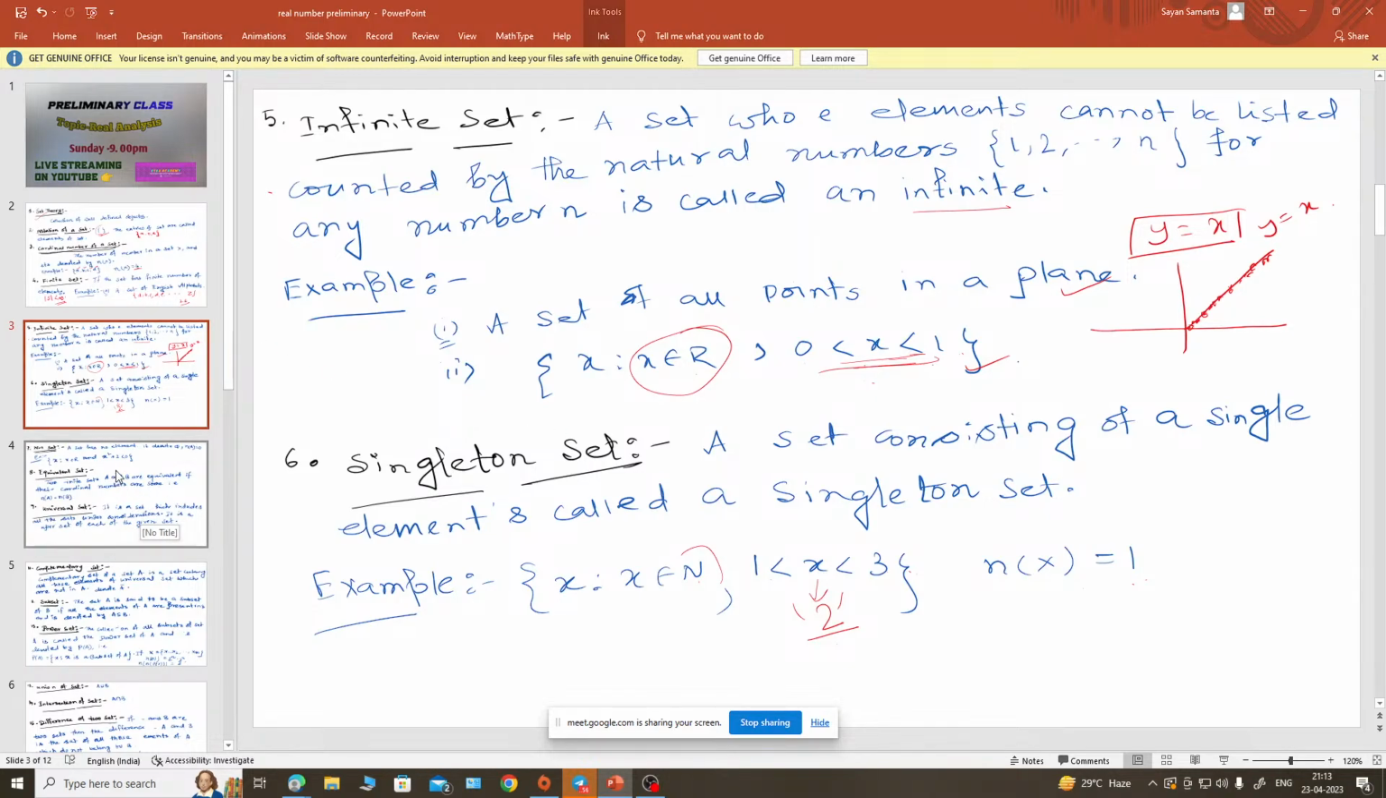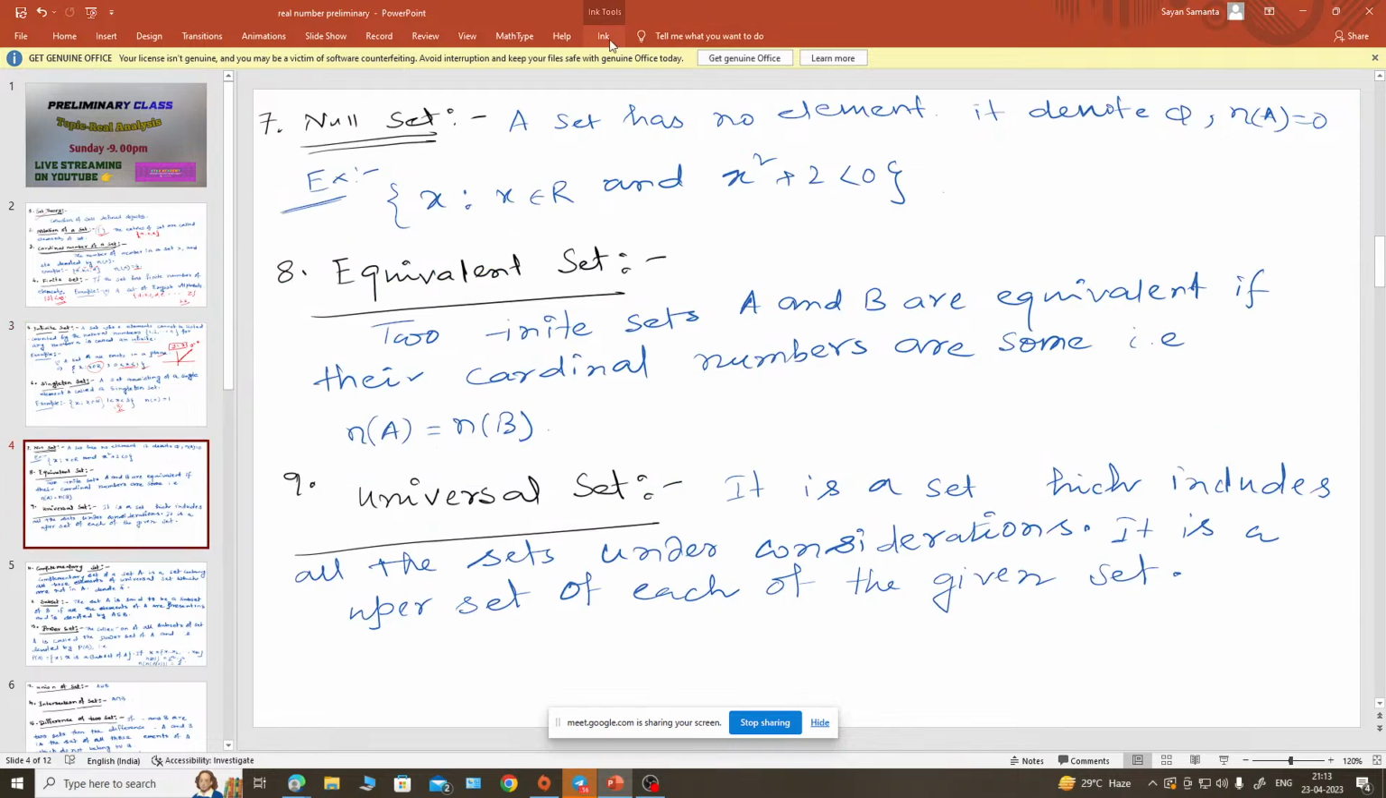Now go to the third page. Null set. A set that has no element is called a null set. If there exists no element in a set, then it's called a null set.